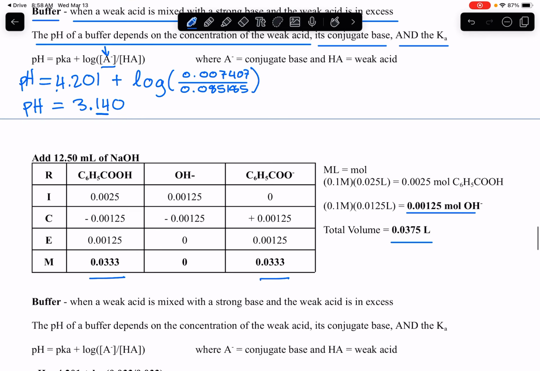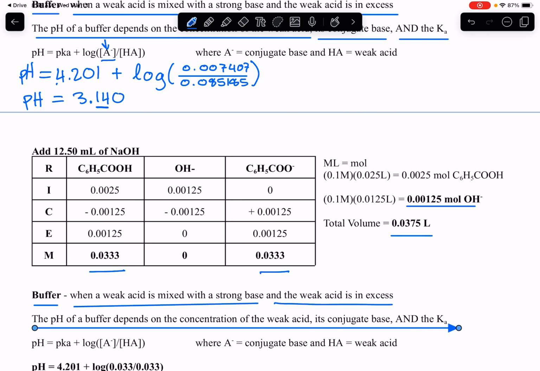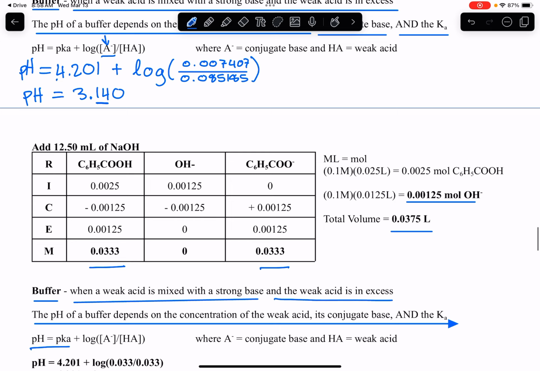So the pH of the buffer here, because this is a buffer, and I'm going to repeat this because it's so important. When a weak acid is mixed with a strong base, and the weak acid is in excess, that is a buffer. The pH of a buffer depends on the concentration of the weak acid, its conjugate base, and the Ka of that weak acid. And we have this equation: pH is equal to pKa plus the log of A minus over HA.